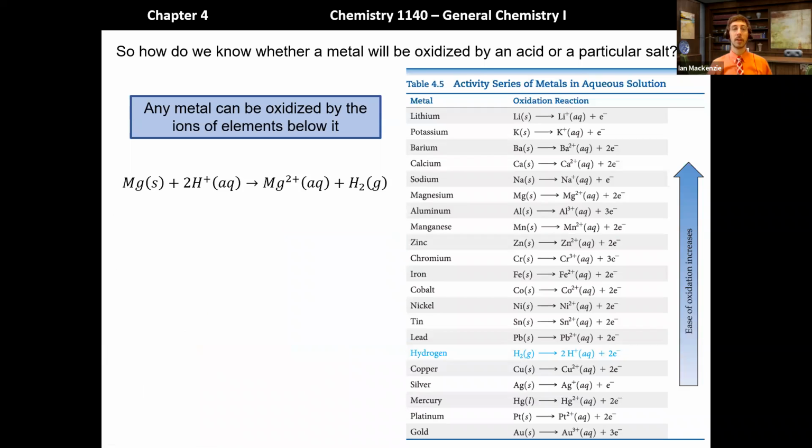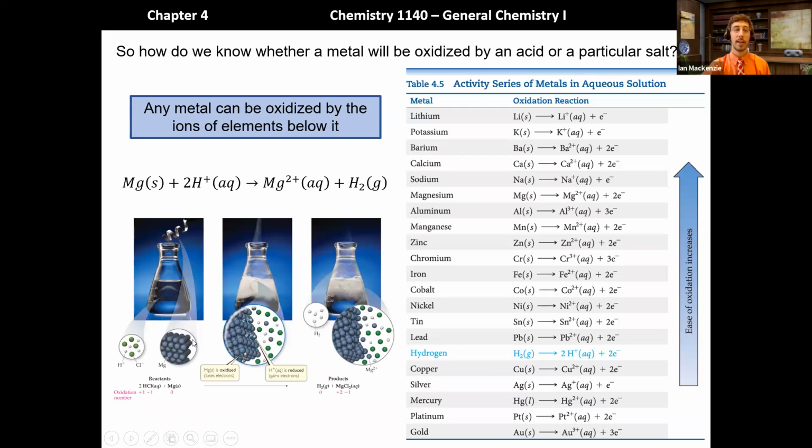Another example here is a case where we have a metal and then an acid. So any acid, the ions that we're talking about are going to be the H+ ions, or the protons, and that's shown down here with the hydrogen highlighted in blue. So hydrogen ions, they will oxidize any metal that is above them in the series. So magnesium here reacting with some acid. If I find magnesium, it's up here, the metal, the ions, the H+ ions are below that, so this reaction will occur.